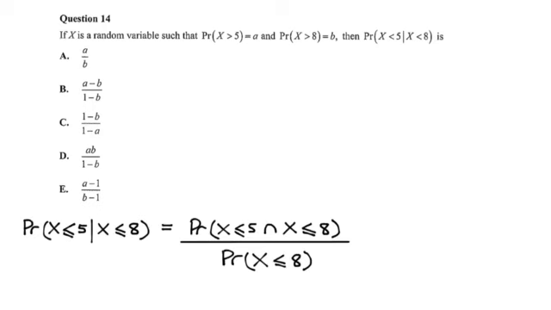So the probability that x is less than or equal to 5, given that x is less than or equal to 8, would be the probability that x is less than or equal to 5 and x is less than or equal to 8 over the probability that x is less than or equal to 8, wouldn't it? That's just the multiplication formula of probability, yes? The intersection of x being less than or equal to 5 with x being less than or equal to 8 is in fact x is less than or equal to 5. So the numerator becomes this, alright?